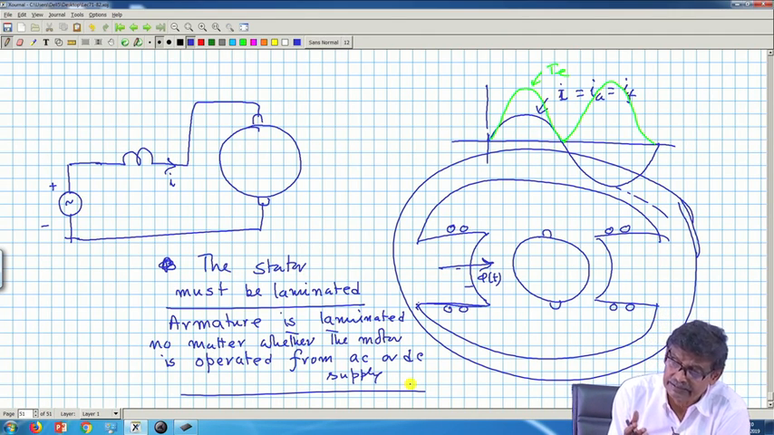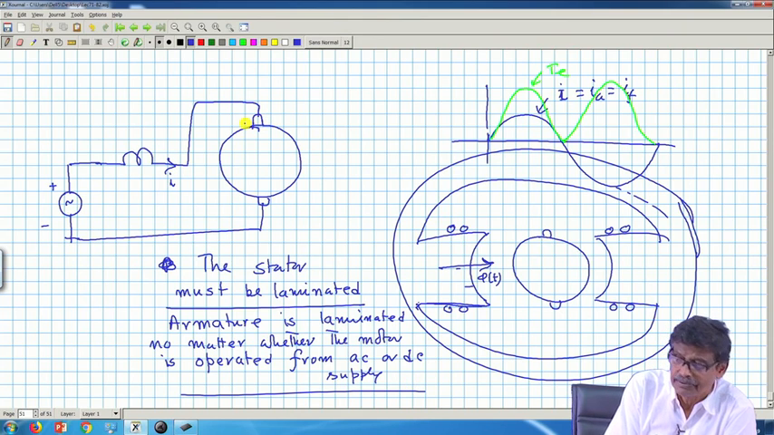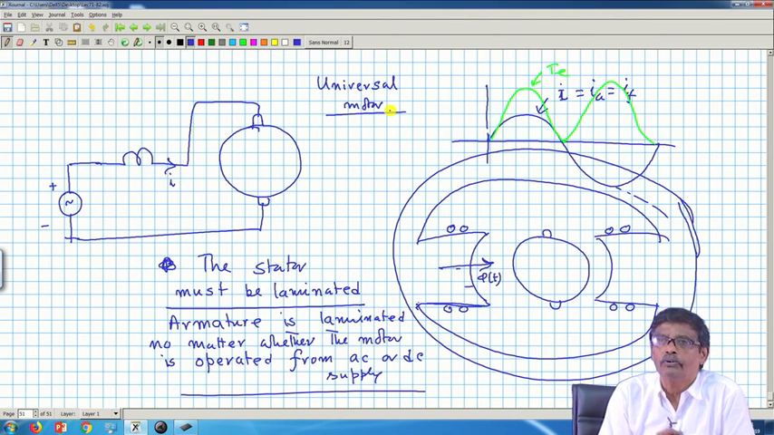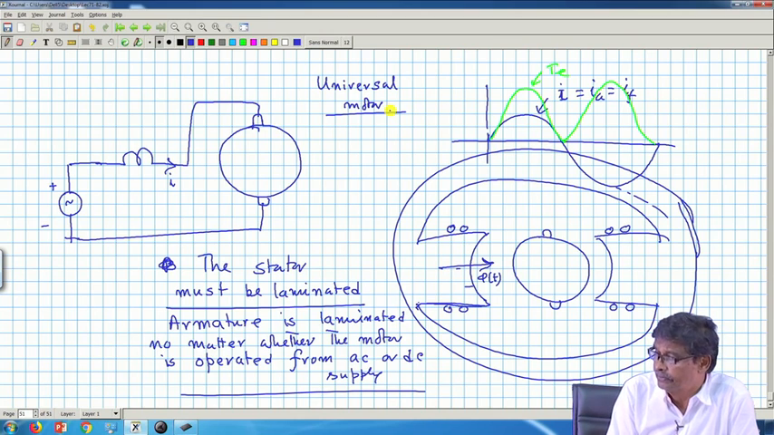Then I say that this kind of motor which is designed in this way, stator is laminated, armature is laminated, it will operate from AC supply, and not only from AC supply, but from DC supply as well. Such a motor is called a universal motor. We will not go into much detail, but certainly point out some interesting features of this universal motor. These motors are very useful, for example, in your mixie, where universal motors are used.